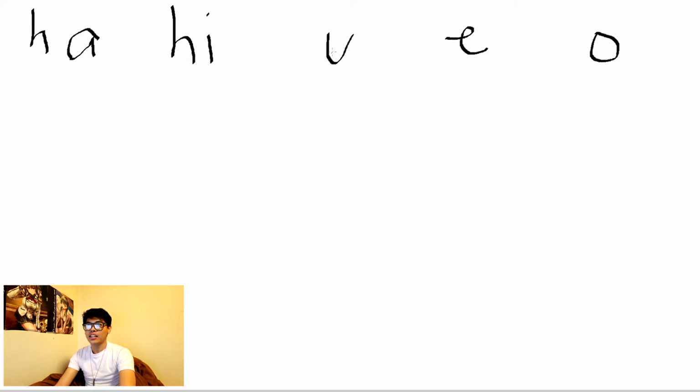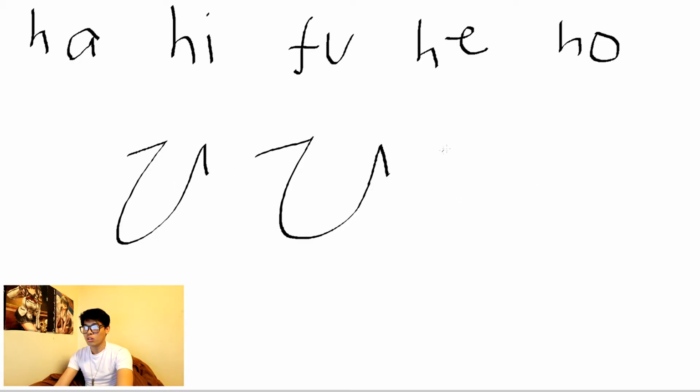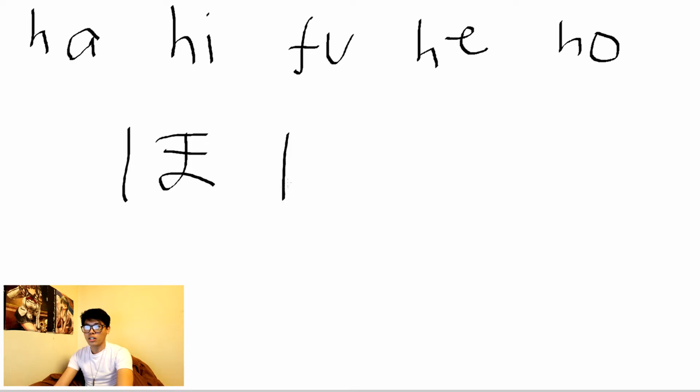Okay? We go to ha. Ha, hi, hu. They have no hu, so they change hu to fu. That's ha, hi, fu, he, ho. Ha, 1, 2, 3. That's ha. Hi, simple, actually it's one stroke only. Fu, four strokes, 1, 2, 3, 4. He, simple, 1. That's he. Ho, 1, 2, 3, 4.